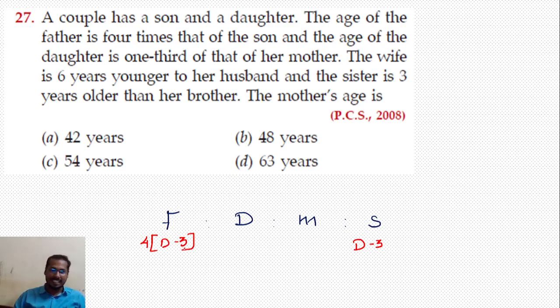Okay, next, let's go for mother. Mother is how many times? 6 years younger than father. So now, father is what?